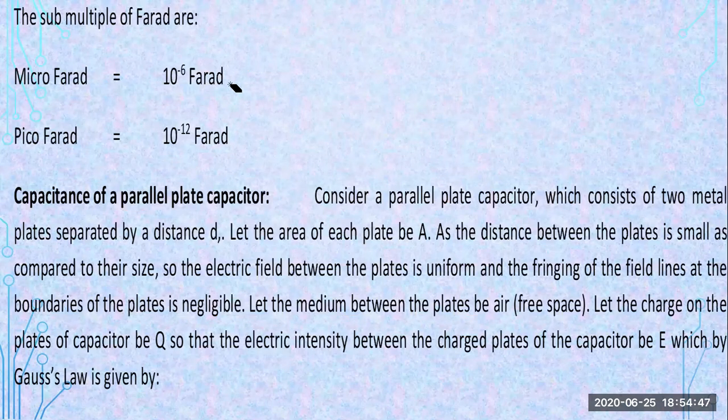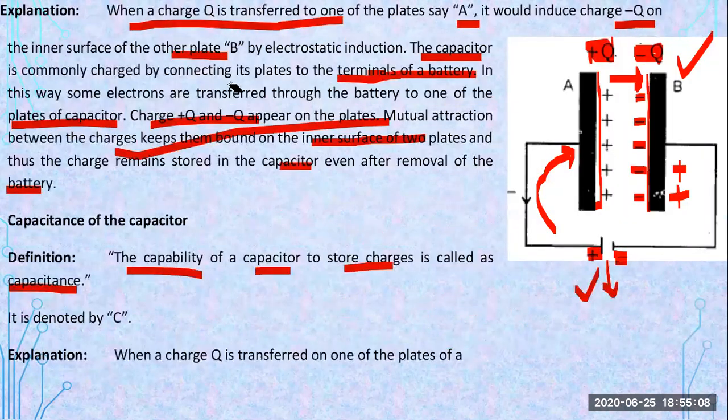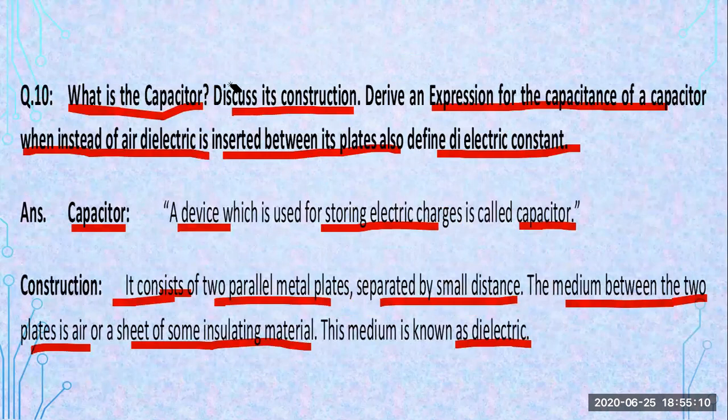So with this, today's class ends. I hope you have understood today's topic. We started with the importance and applications of this small capsule-type structure in electronics, where it plays a very important role. First we defined what a capacitor is: a device used to store charges.